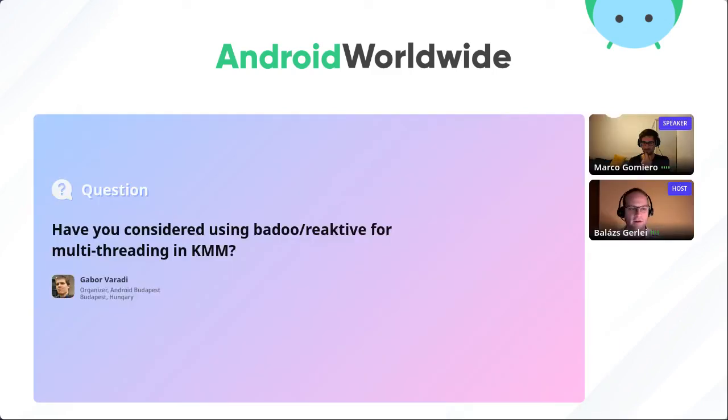Okay. So the last question, it looks like, from Gabor. Have you considered using Badoo's Reaktive, of course with a K, for multi-threading in KMM? Yes, but I hate RX, so that was the reason. I prefer coroutines so much more than RX, so yeah, that was the main reason. But if you're more into RX, it's a very good library.